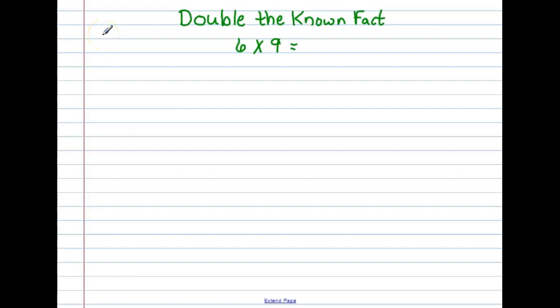Okay, today I'd like to talk about the double the known fact strategy for figuring out a multiplication problem that you might not know. This works really well for a problem that has at least one factor that is an even number. So if we use the multiplication problem 6 times 9, that might be one that I'm having trouble with. Maybe I don't know what that is, but I have memorized most of my facts for the lower levels already.